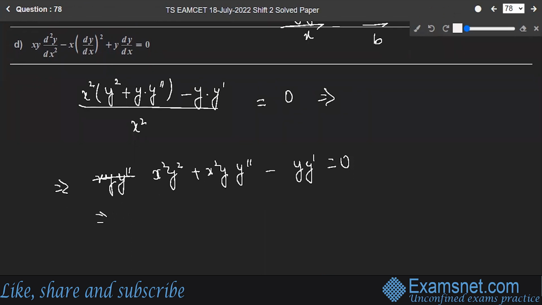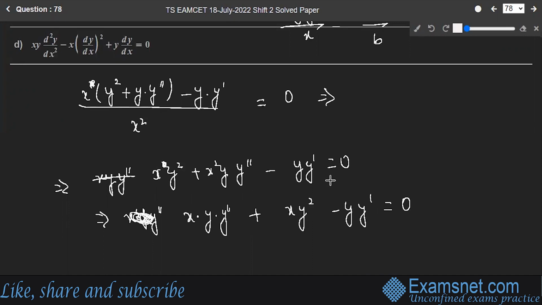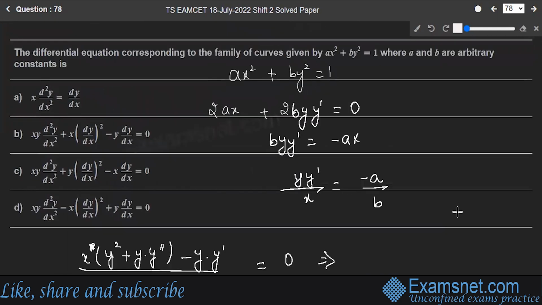This will give me x y into y double dash plus x into y square minus y dash is equal to 0, right? Sorry, here was x and that is what I was looking for, and here is got to be x. Okay, so now this matches: x y y double dash plus x y dash square minus y y dash. This is the answer to the question, and this matches with option B.